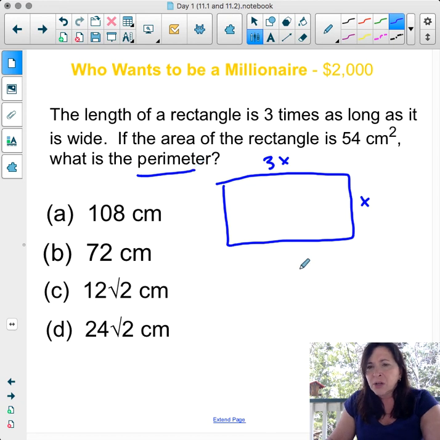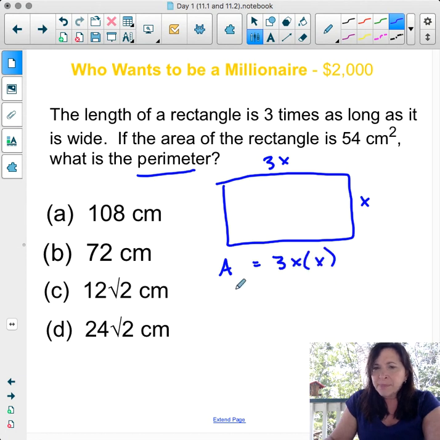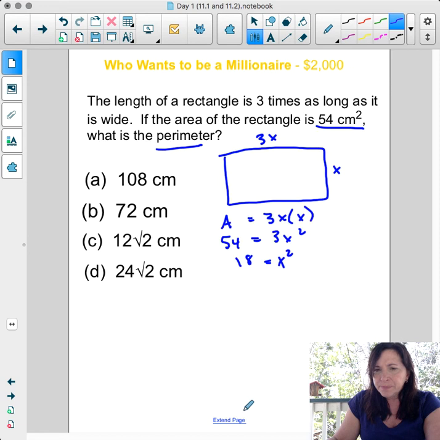That's our job here. So we know that the area of a rectangle is equal to base times height, so 3x times x. And the area we already know is 54 centimeters squared. So we can say 54 is equal to 3x squared. Now I'm going to divide by 3, and I'm going to get x squared is equal to 18. And then I'm going to square root both sides.